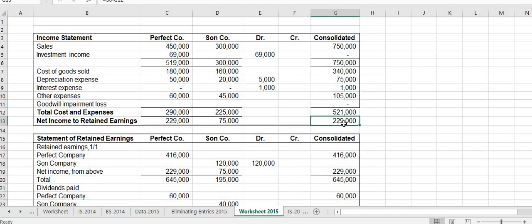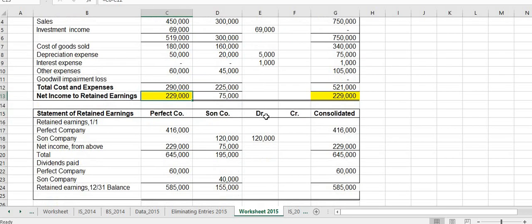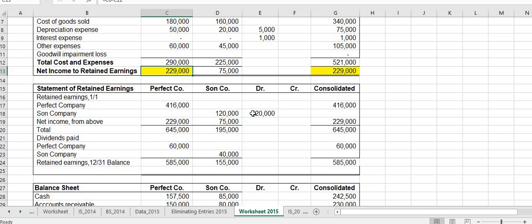Okay, we have consolidated net income of 229,000. So again, it's actually the same sa reported net income ni parent. Also, for our statement of retained earnings, we have eliminated the retained earnings of the subsidiary. So we have 416,000 as our beginning retained earnings, which is actually the same with the consolidated retained earnings natin. It's 416,000 plus the net income computed kanina, 229,000, less dividends declared ni parent, which is 60,000. Kasi ma-eliminate itong 40,000 na dividends ni subsidiary. Okay? It's actually 585,000. Yan yung balance.